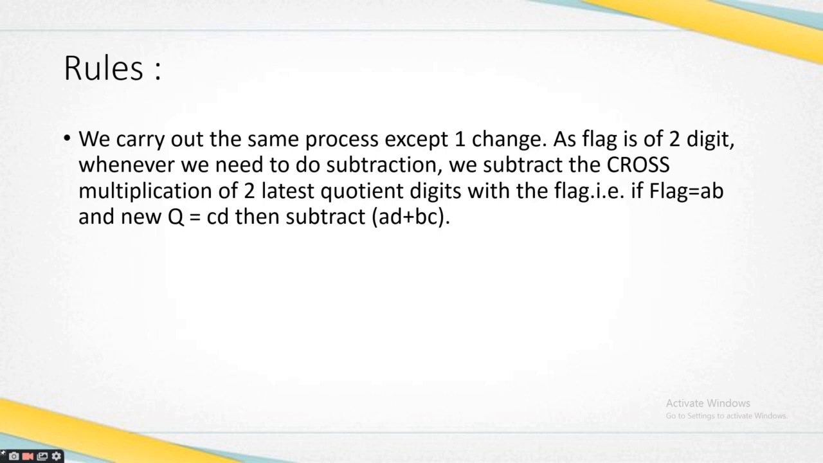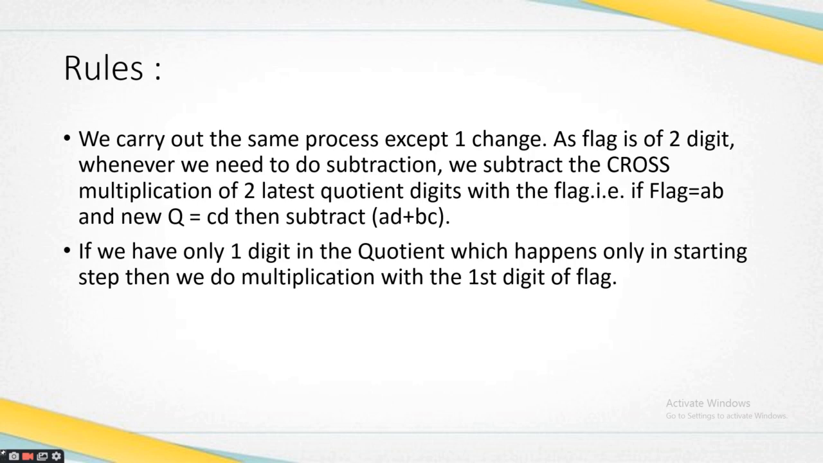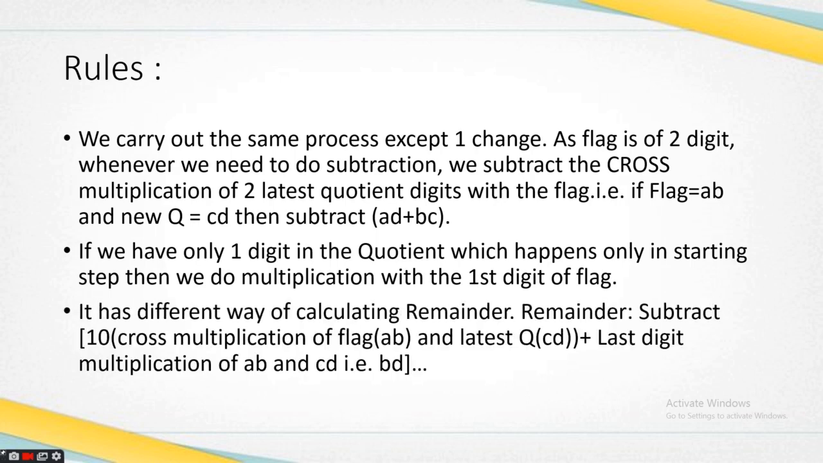In this 2-digit flag method, we have to follow some rules, that is, we carry out the same process except one change. As the flag is of 2 digits, whenever we need to do subtraction, we subtract the cross multiplication of the 2 latest quotient digits with the flag. That is, if the flag equals AB and the new quotient equals CD, then subtract AD plus BC. Now, if we have only one digit in the quotient, which happens only in the starting step, then we do multiplication with the first digit of the flag.